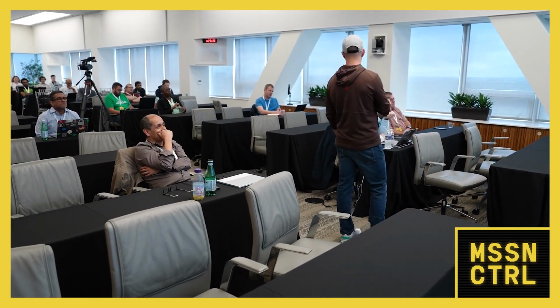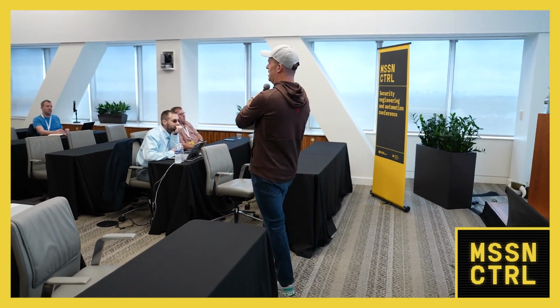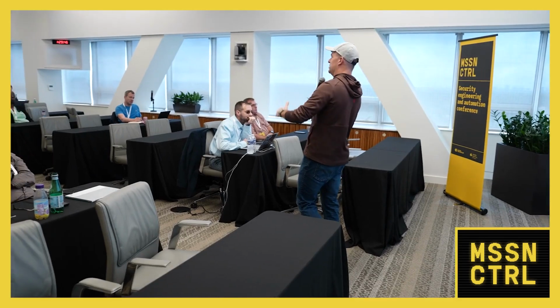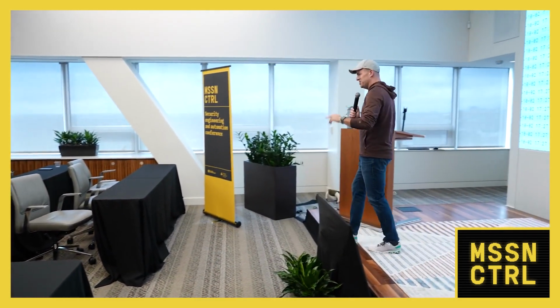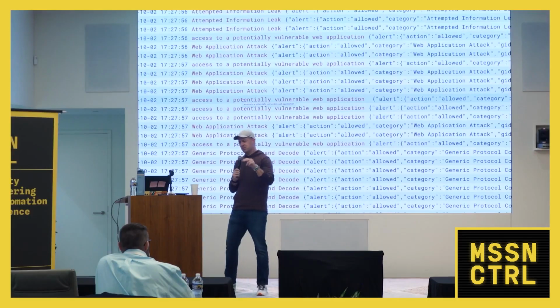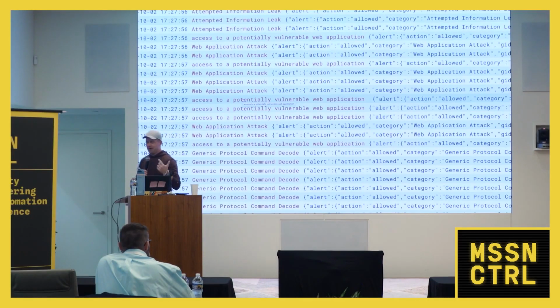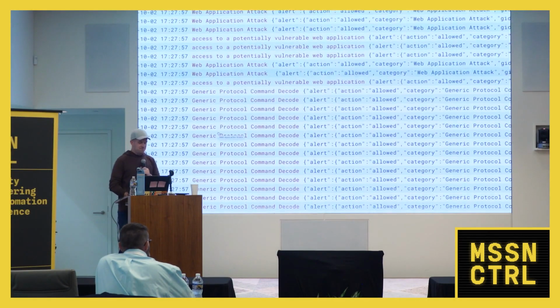The humans are really good at looking at this list and being like, huh, that looks like a lot of web application attacks. Also, that's a lot of generic protocol command decodes happening at the same time. This is where I want my analysts at. I want them looking at patterns of activity to see what's happening and make things a lot easier. Could you imagine paging down through every single JSON event and trying to manually wrap your head around that? Wouldn't work very well at all.